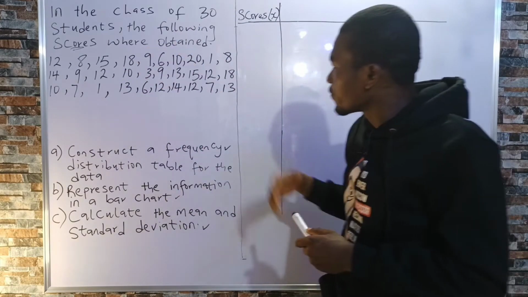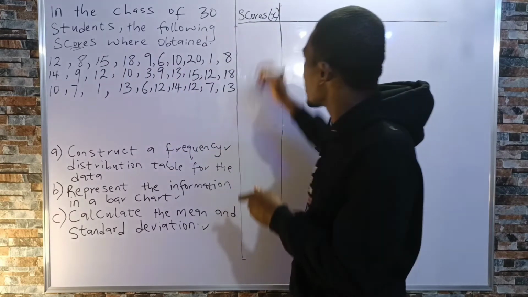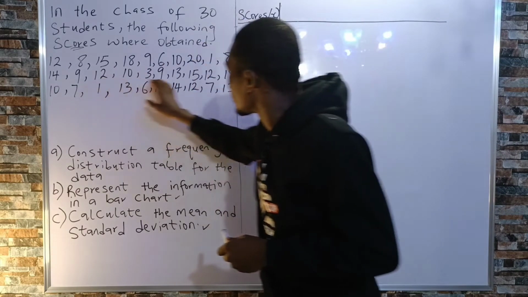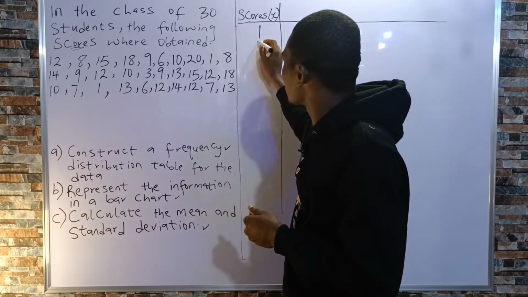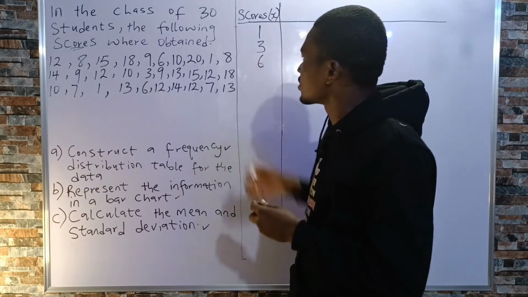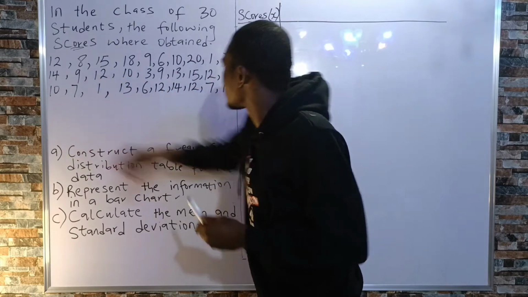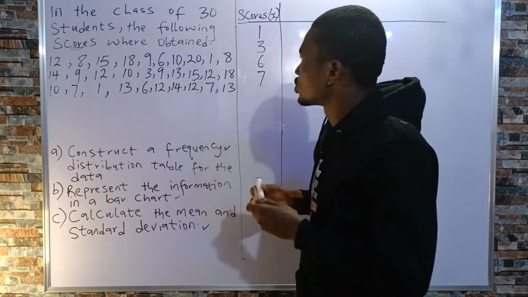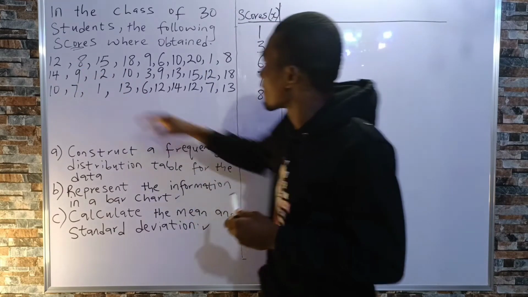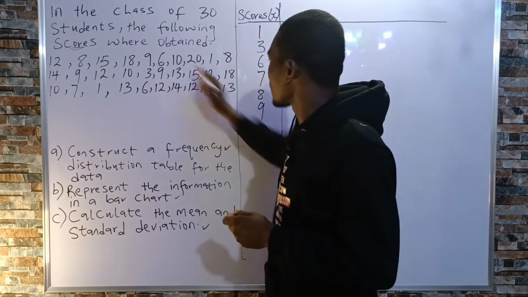Tracing to check for the smallest value we have here, that is 1. So I will have 1 here. Then I check the second value after 1. I guess that is 3. Then the next one, I guess that is 6. You check for 7, and yes, there is 7. You check for 8. We have 8. You check for 9. We have 9. You check for 10. We have 10.